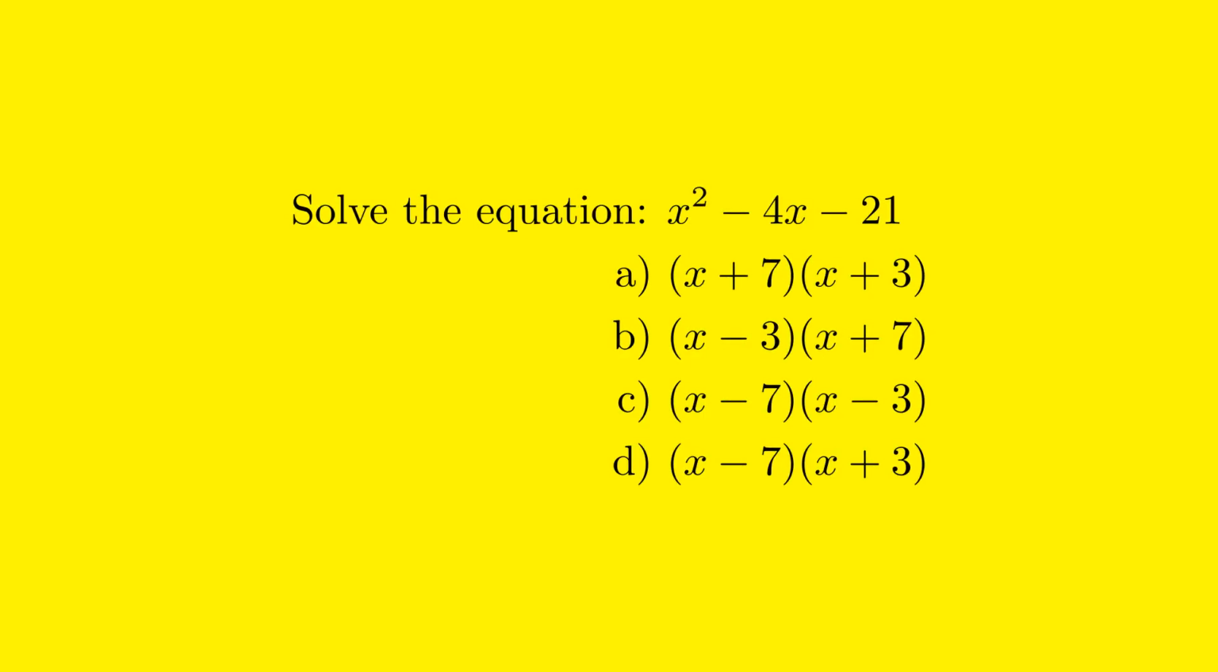In this problem, we are presented with the quadratic expression x squared minus 4x minus 21 and 4 possible solutions. A, (x plus 7) times (x plus 3). B, (x minus 3) times (x plus 7). C, (x minus 7) times (x minus 3). D, (x minus 7) times (x plus 3). Pause the video here and try to solve the equation for yourself.